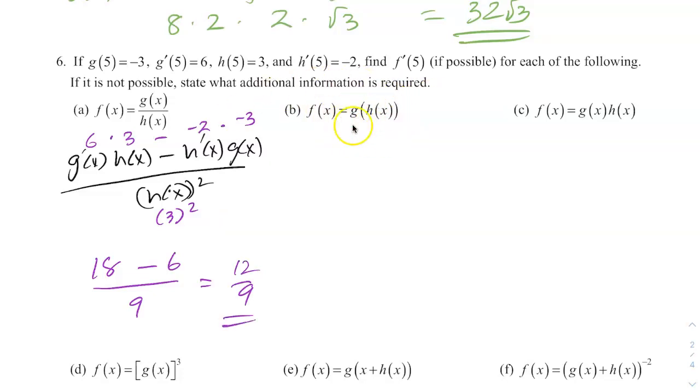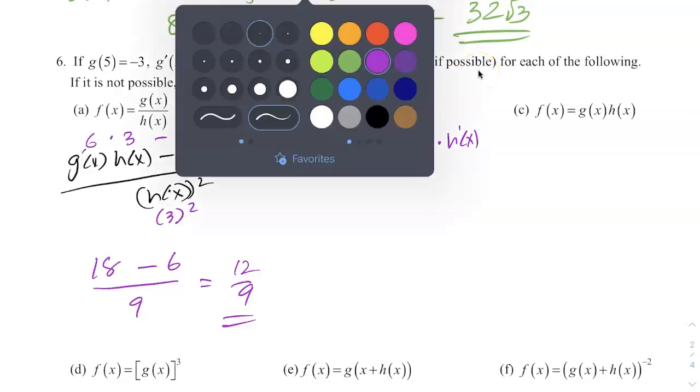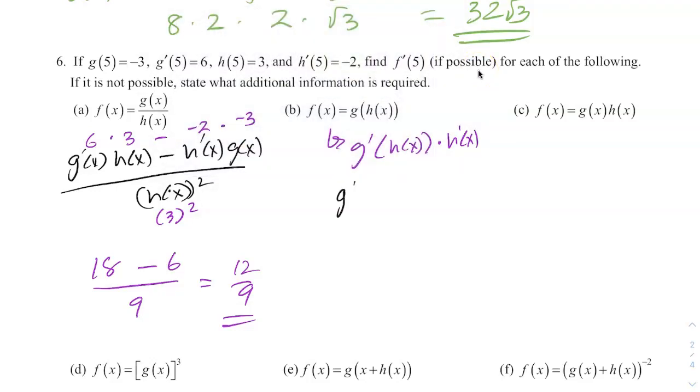The next one, this is a chain rule, right? So take the derivative of the outside. That's going to be g prime, leave the inside alone, times the derivative of the inside, h prime of x. Now all this is going to be at 5 again. This time I'll actually show it because I think it matters a little more here. So h of 5 is 3, h prime of 5 is negative 2. And now we have g prime of 3, which I don't think they give us. There's no g prime of 3, so this is not possible.